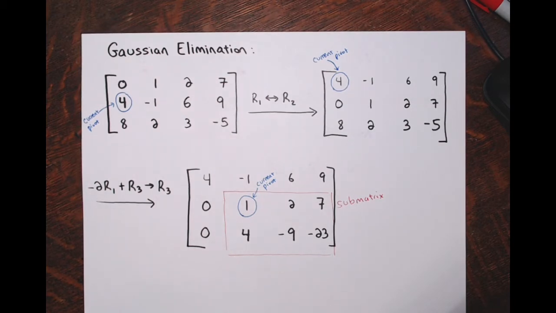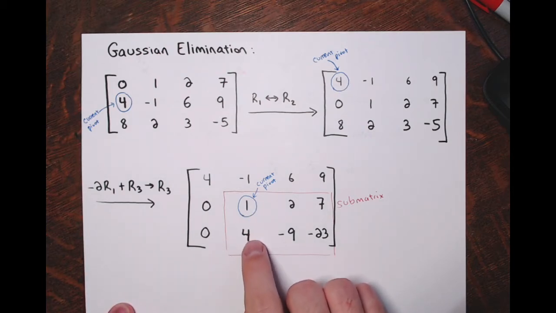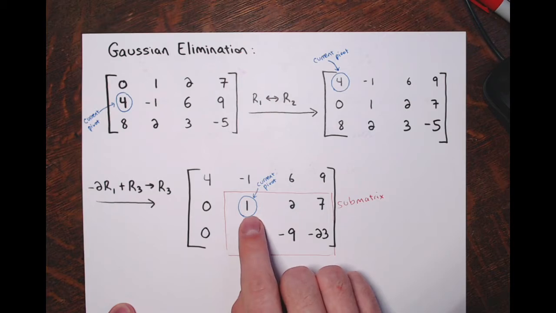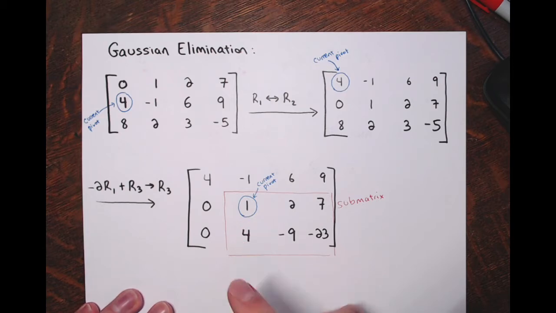Then we use row operations to make all the entries below the current pivot a 0. So I want to turn this 4 into a 0 using some elementary row operations. Now this current pivot is already a 1. Again, I like my pivots to be the number 1 personally. It makes it easier to know what to multiply by and then add to other rows to zero them out.